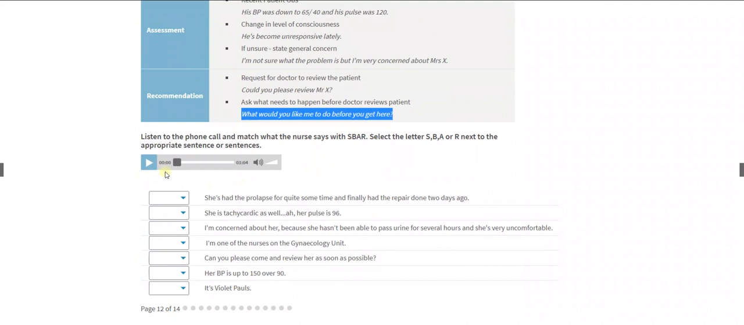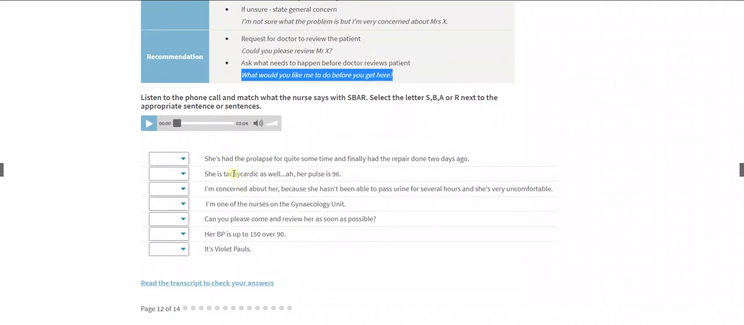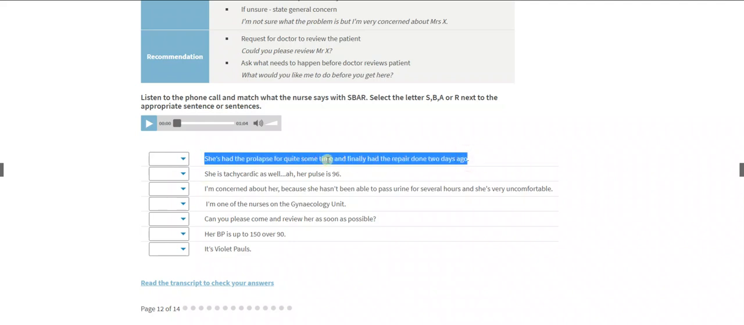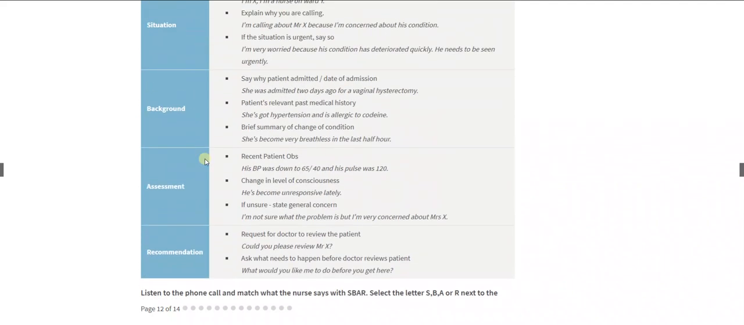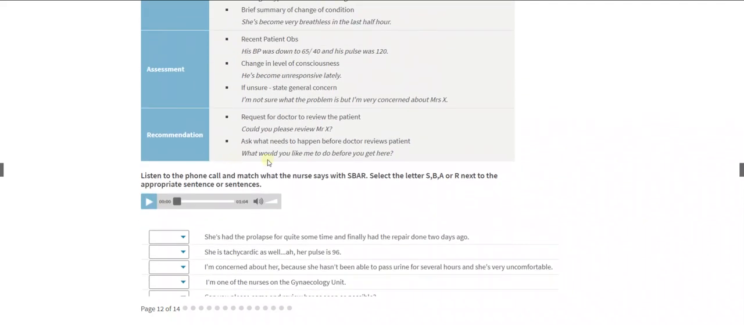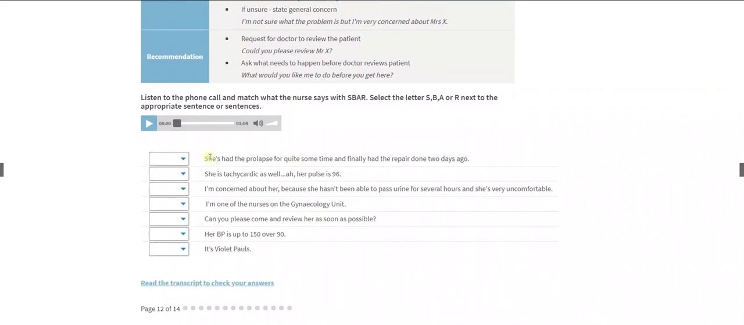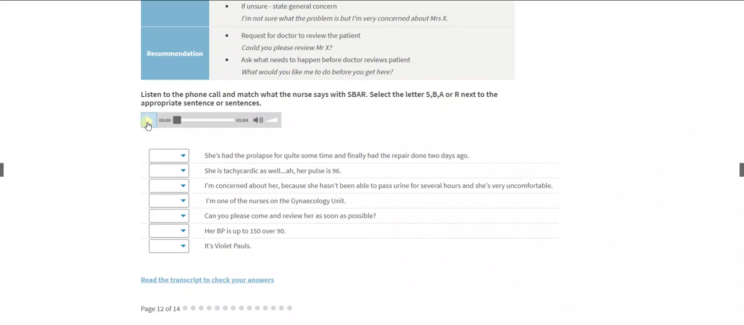Here they have given one audio, and related to that audio we have to fill the drop-down list they have given below, with some sentences also given. Based on these sentences, we have to mention under which part of SBAR each sentence comes. So we can listen to the audio first, then we will fill it.